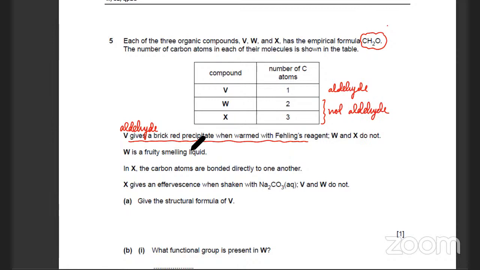W has a fruity smell. So that clearly indicates that it's an ester. So we figured out that W over here is going to be an ester. So that's our ester. And in X, the last one, they've given you the number of carbon atoms, so that is also going to make it easy. Now in X, the carbon atoms are bonded directly to one another. So that indicates the 3 carbon atoms are bonded directly to one another. That's what this information states.